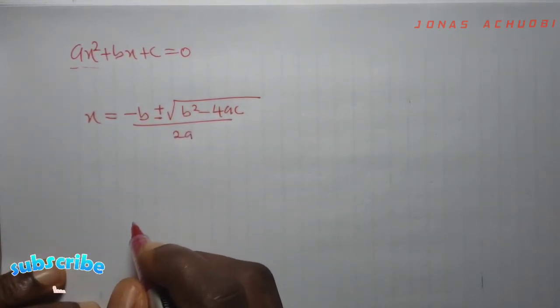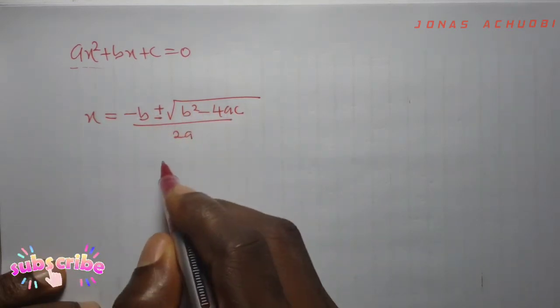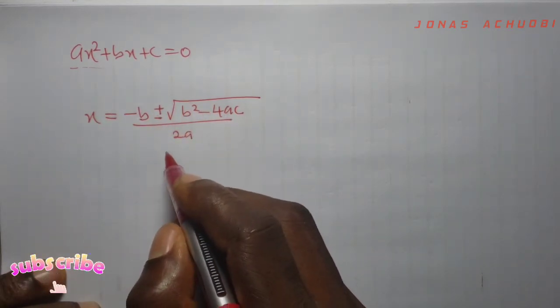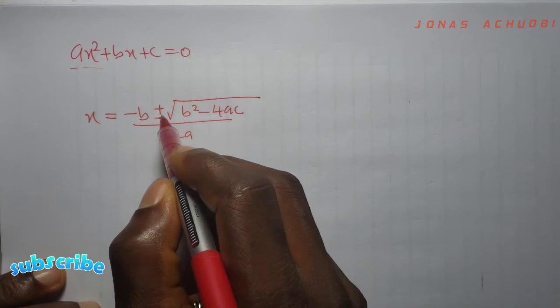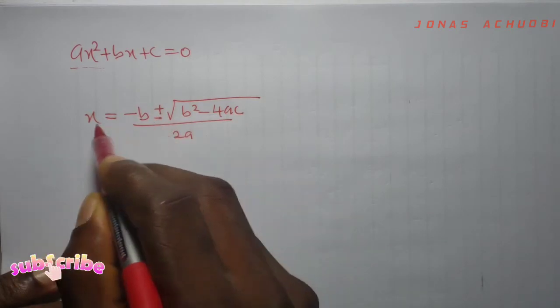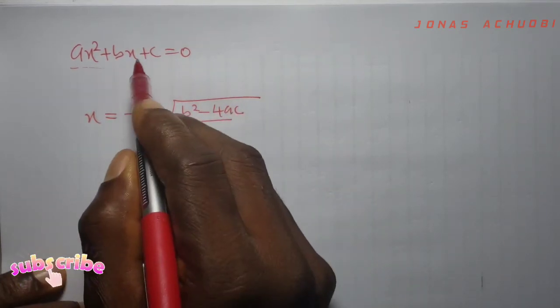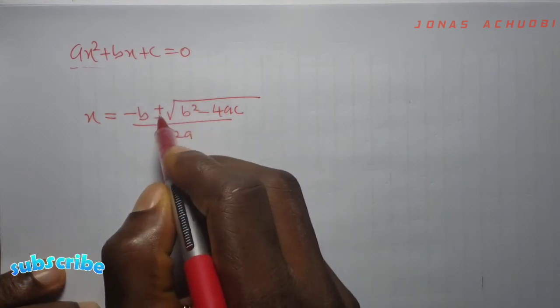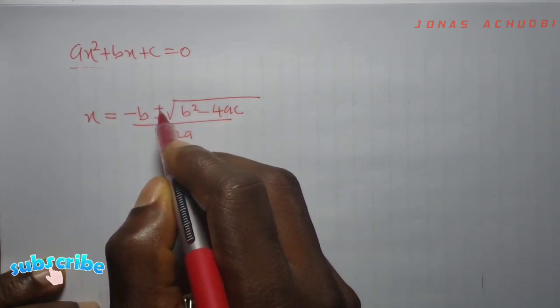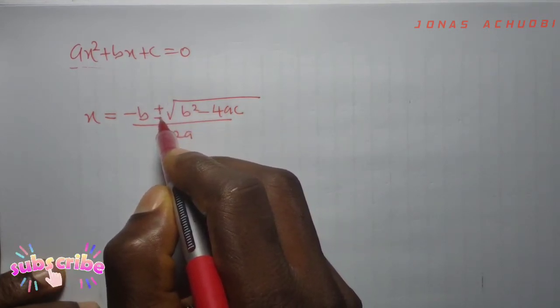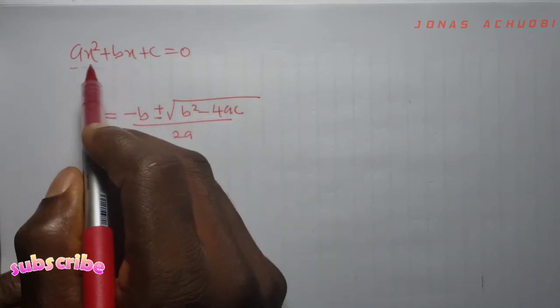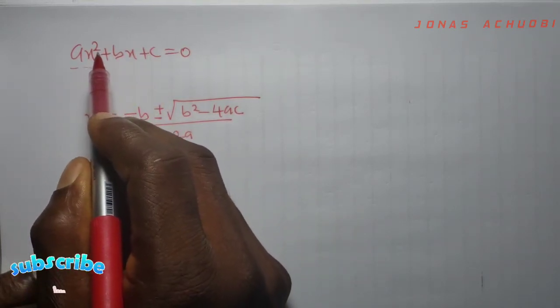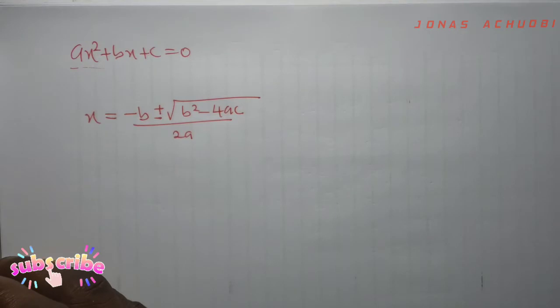Now, we shall be spending some time studying the behavior of this formula. First comment I want to make: we see plus or minus here. This tells us that this quadratic equation will have at most two solutions. One may be positive and the other may be negative. And it is so because the highest power of x is 2, so we expect two solutions.